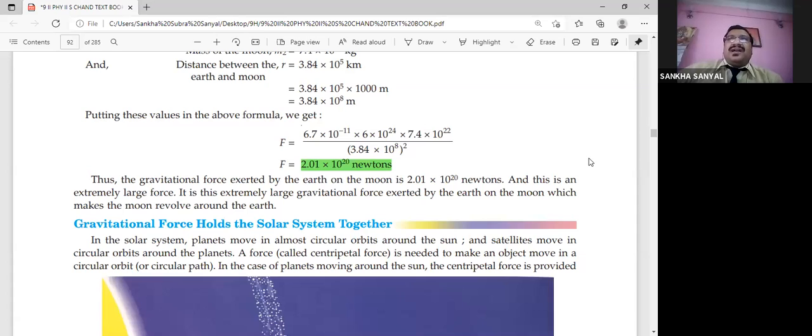Check on the exponent part of 10. It should be 10 to the power minus 11. I'm not even concerned about the magnitude, I'm just going for the exponent, which is 10 to the power minus 11. You have 10 to the power 24 over here, and 10 to the power 22 over here, isn't it? 10 to the power minus 11, 10 to the power 24, 10 to the power 22. That makes it 24 plus 22 is 46. 46 minus 11 is 35. So it's 10 to the power 35.